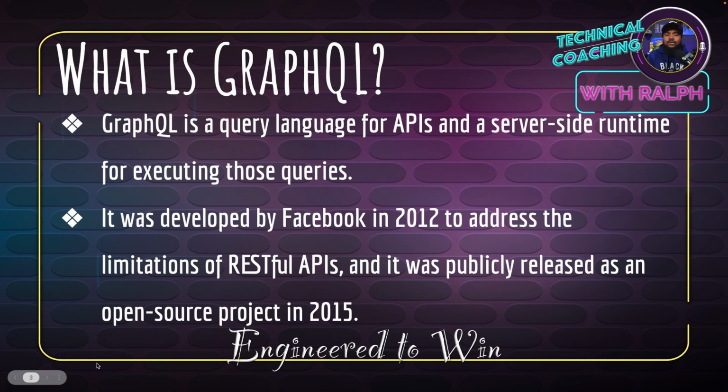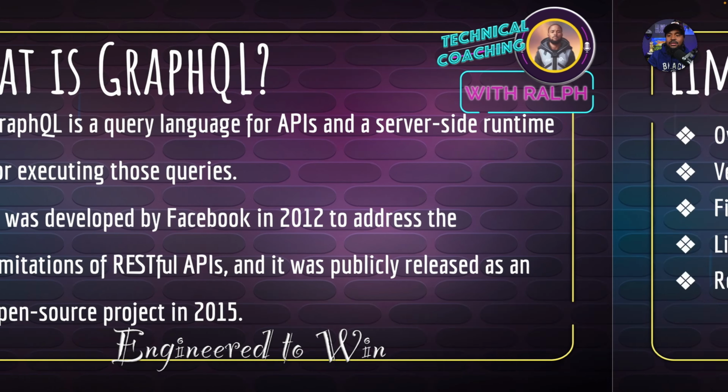So what exactly is GraphQL? GraphQL is a query language for APIs and a server-side runtime for executing those queries. GraphQL was developed by Facebook in 2012 to address the limitations of RESTful APIs, and it was publicly released as an open source project in 2015. So you gotta love the tech community. Facebook figured out how to address the limitations that they were having, and then they released it to the public as open source so anyone can partake in that technology.